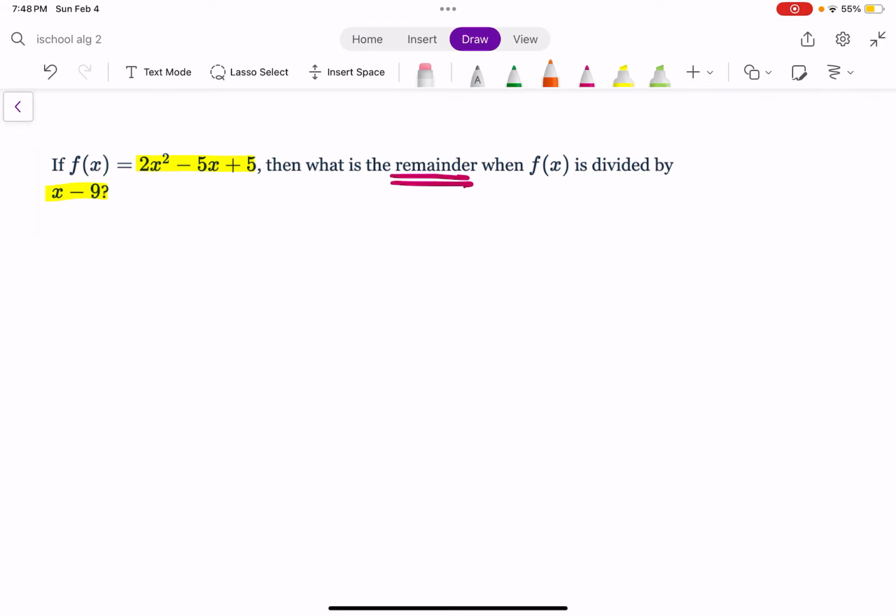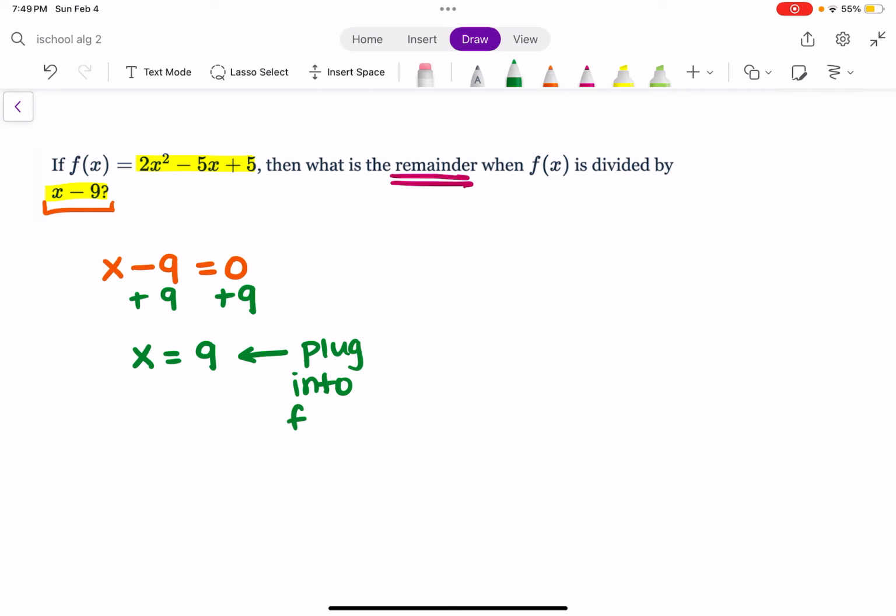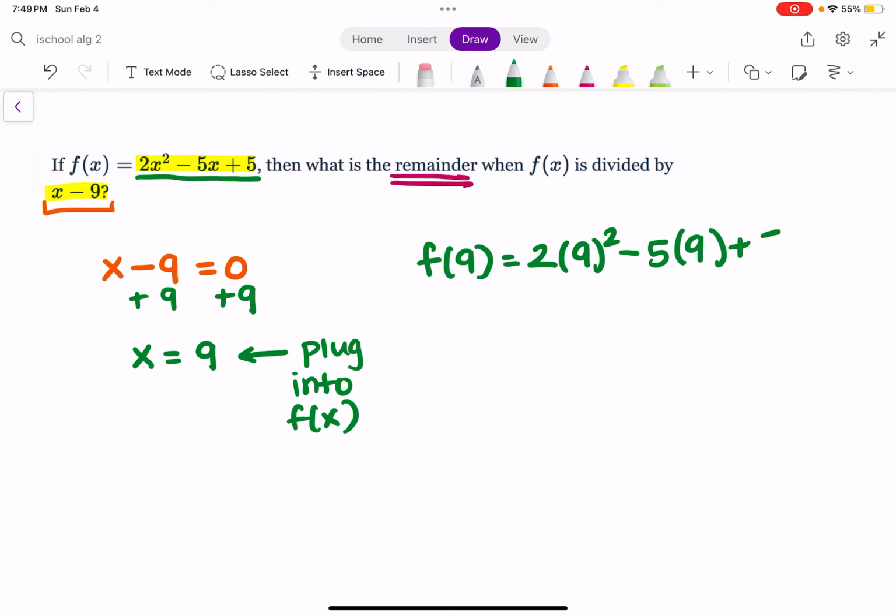You take the binomial, which is x minus 9, and you set it equal to 0. You always set it equal to 0. You are then going to solve for x. So in this case, x is going to equal 9. You are now going to plug 9 into f of x. So we're going to find f of 9, which means we're just going to plug in 9 anytime we see an x, right?